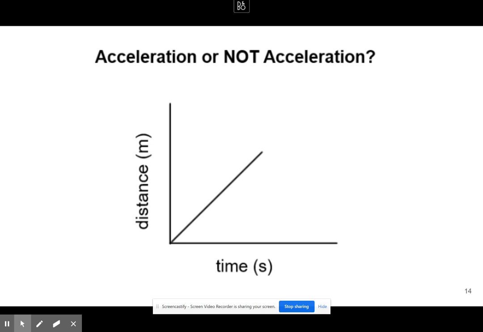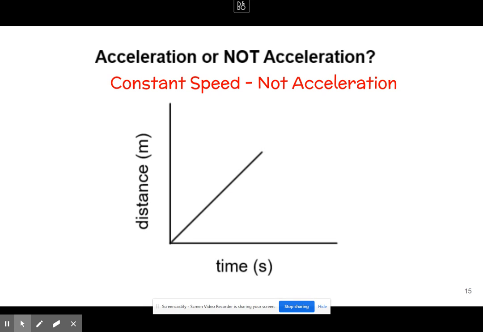All right, and here's another one for us. Are we accelerating or not accelerating? So this one's a distance and time graph. And so we see here, we have a constant slope, which means we are at a constant speed. So that would mean we are not accelerating because we are at that constant speed.